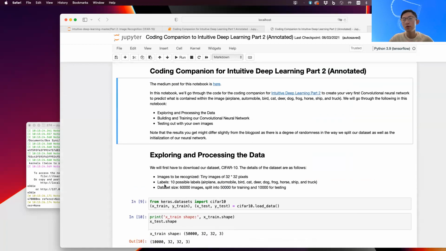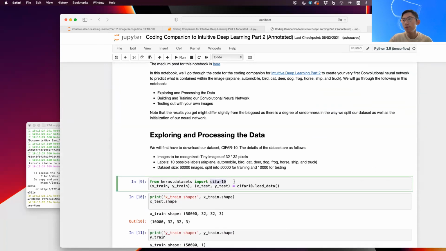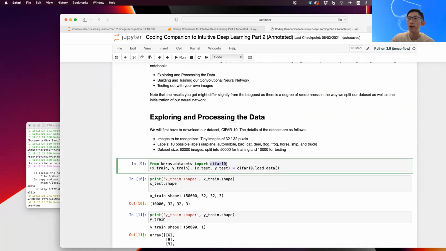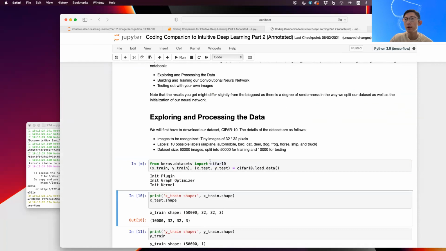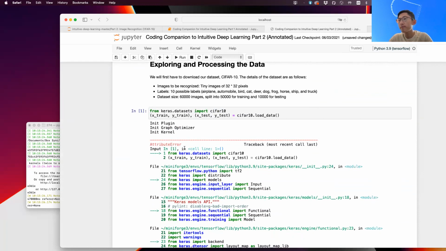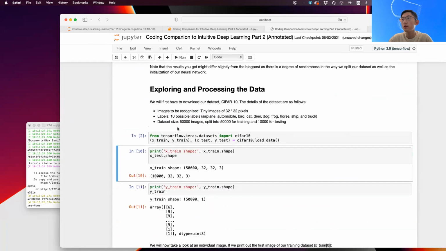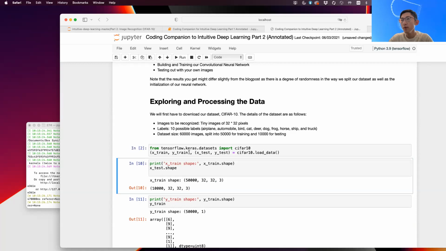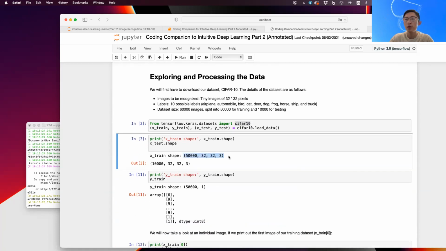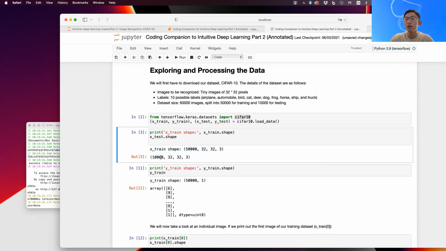So for this example, we deal with image data from CIFAR 10. This is the data set I mentioned to you. It's a publicly available data set where you have 10 different categories for your images. We load this data set, and we have a large number of training samples: 50,000 training samples and 10,000 testing samples.